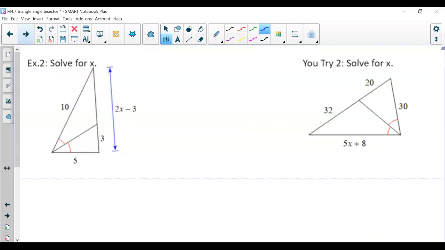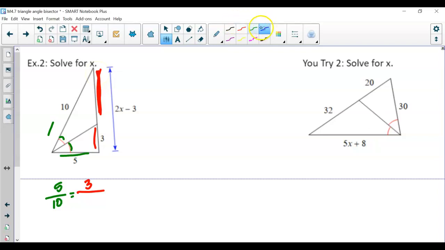Now here, if we're a little different with our expression and solving for X, it is still all the same. We just have to figure out what this missing piece is so that I can solve for X. There are multiple ways we can go about it, but I'll show one way here. Notice, do we have a triangle angle bisector? Yes, because here are our angles. So 5 to 10 is equal to, if we have 5 here, then we have 3 here. However, I need this piece here.